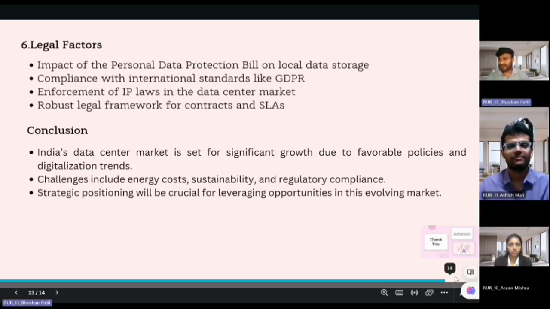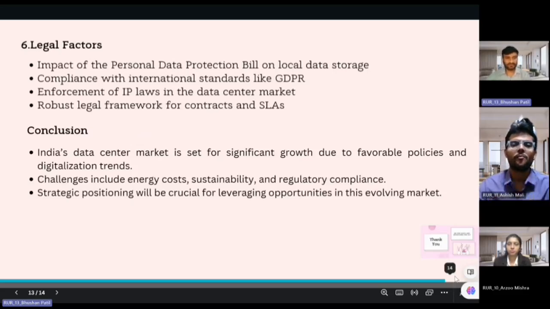Data centers must comply with various industry specific regulations, such as those in finance and healthcare, which dictate how data should be stored, and with the enforcement of IP laws in the data center market. Then the robust global framework for contracts and SLAs.